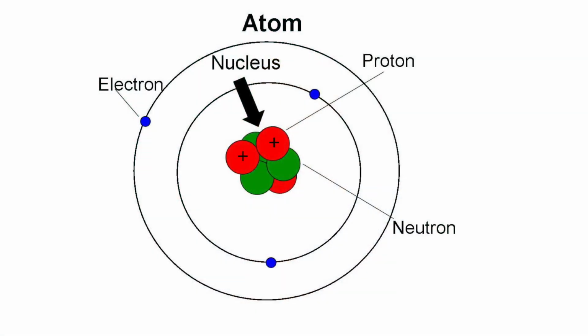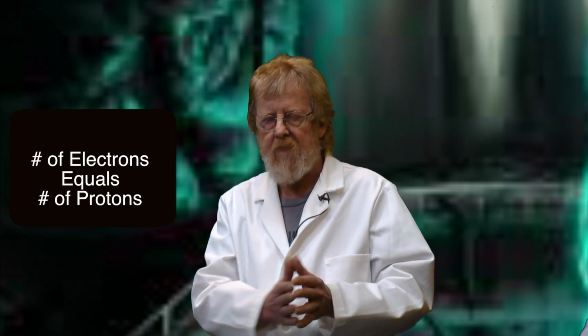Okay, Bill. I think we'll start with some pretty basic definitions. First, the atom. The atom has a nucleus that is made up of protons and neutrons. The protons are positively charged, the neutrons are zero. And around it, the electrons are orbiting the nucleus. The number of electrons in an atom equals the number of protons because an atom is electrically neutral.